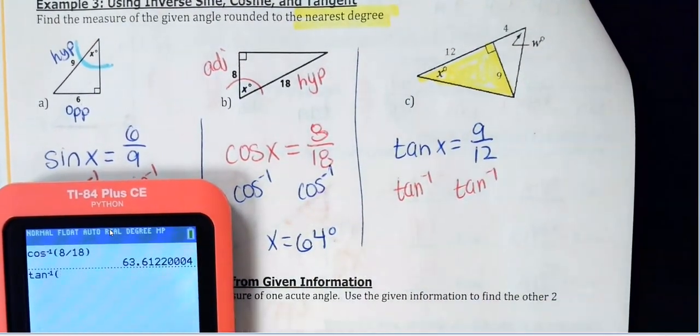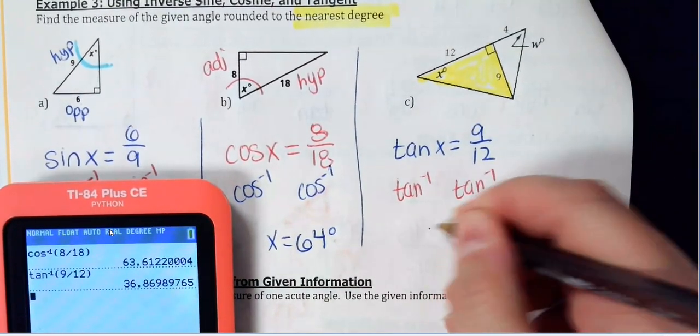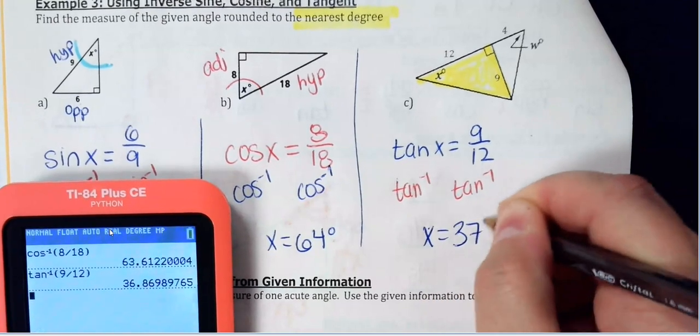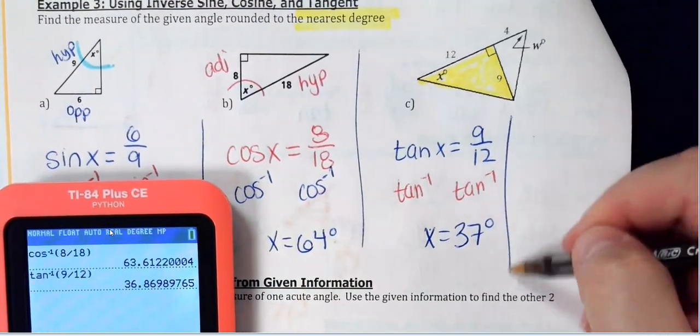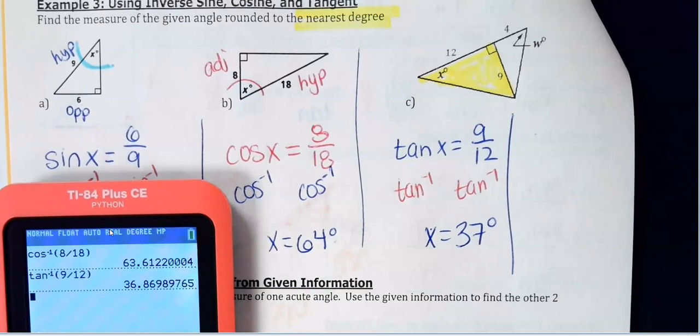And again, you can reduce it or not. Doesn't matter, I'll give you the same answer. This will be about 37 to the nearest degree. Okay, now let me add this in here real quick.